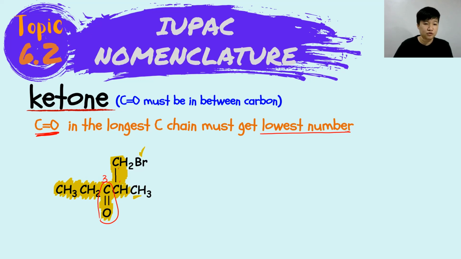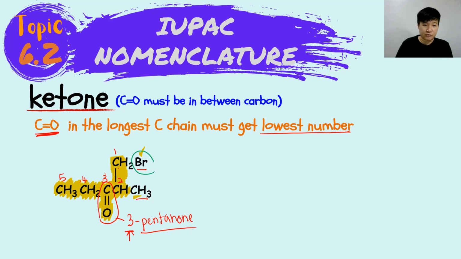1, 2, 3. 1, 2, 3. So counting from the left or the right will be the same in this case. Therefore, we will count from the side that has more substituents. So 1, 2, 3, 4, 5. And the name of this parent will be 3-pentanone. 5 carbon parent with the position of C double bond O located at carbon number 3.